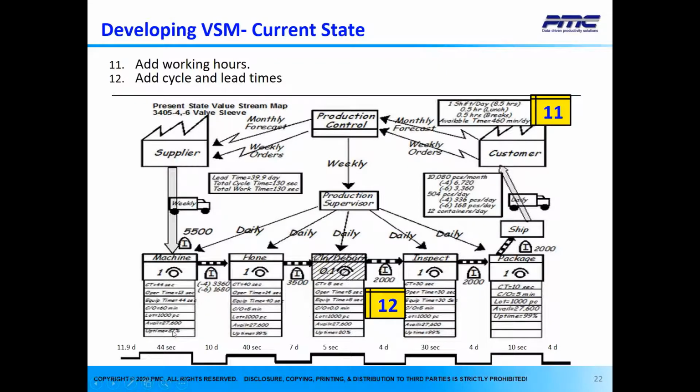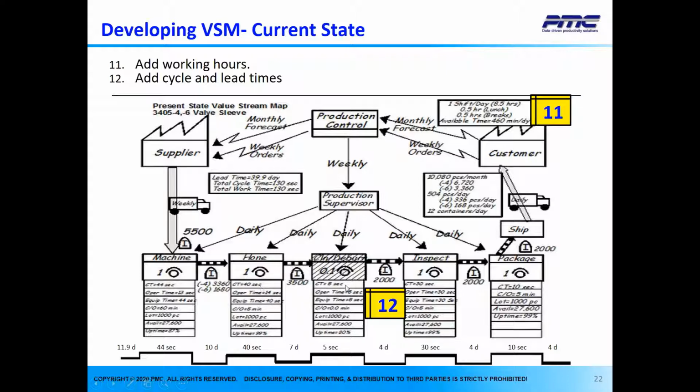Cycle time and lead times. So they're added in here. So we have 11.9 days worth of inventory. That's this amount right here. And the cycle time of the machining process is only 44 seconds. Then between the machining and honing, we have 10 days of inventory. Then the honing operation is only 40 seconds.